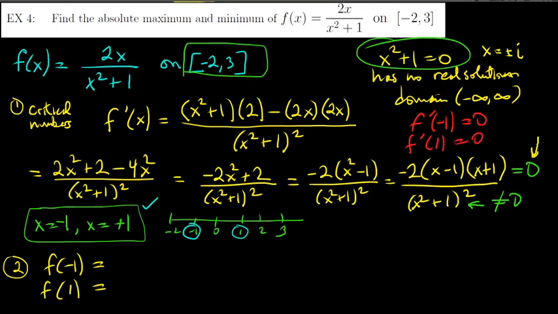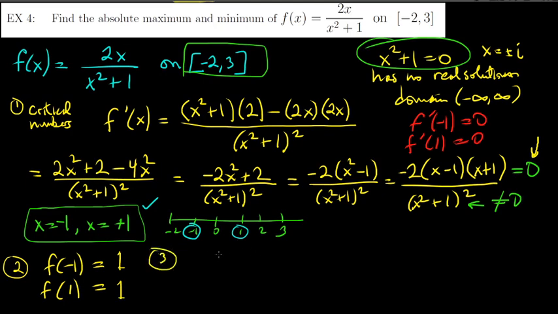We're looking for the y coordinates, right? So when you plug these into the original function, what do you get? You get, well, 2 times 1 divided by 2. So you just get 1. And if you plug in 1, you get, again, 2 over 2. You get 1. So you happen to get the same number for both. They're both equal to 1. But that's okay, right? So that's right? This will be a possible maximum or minimum.